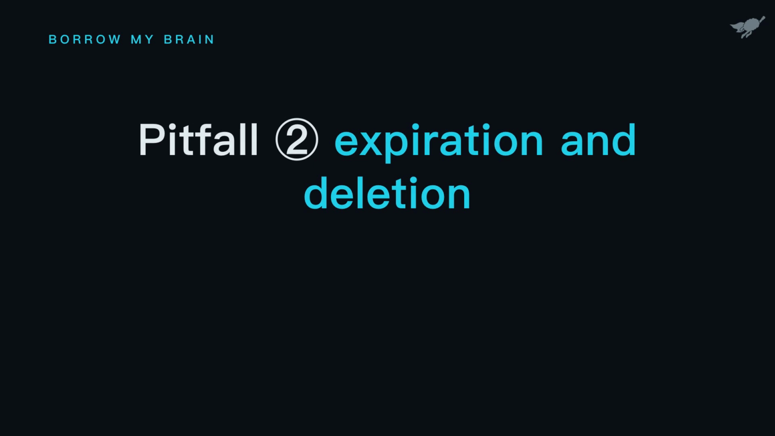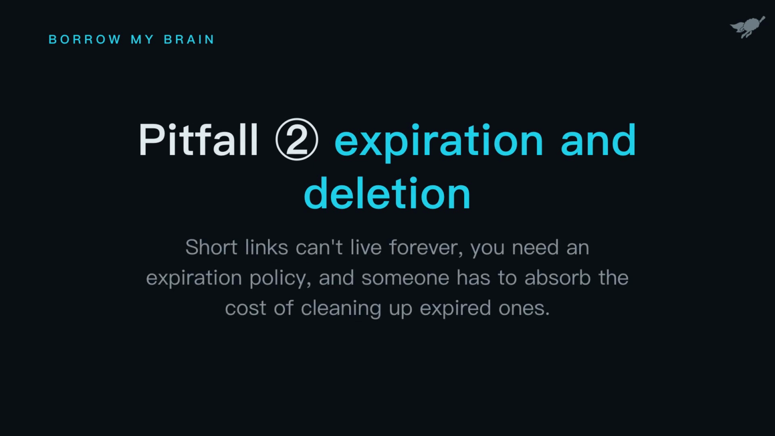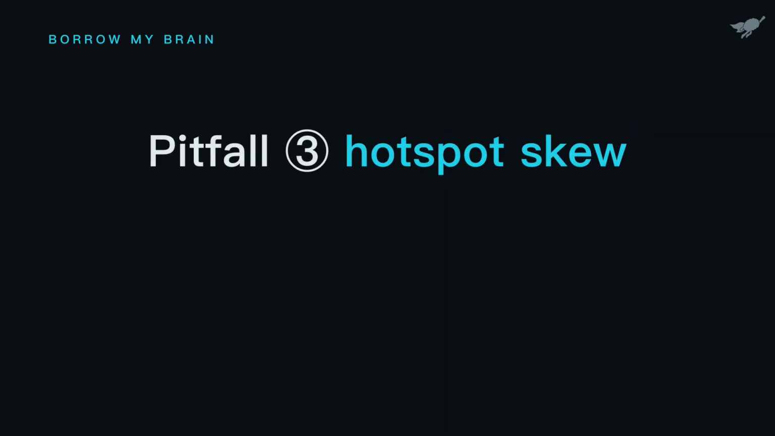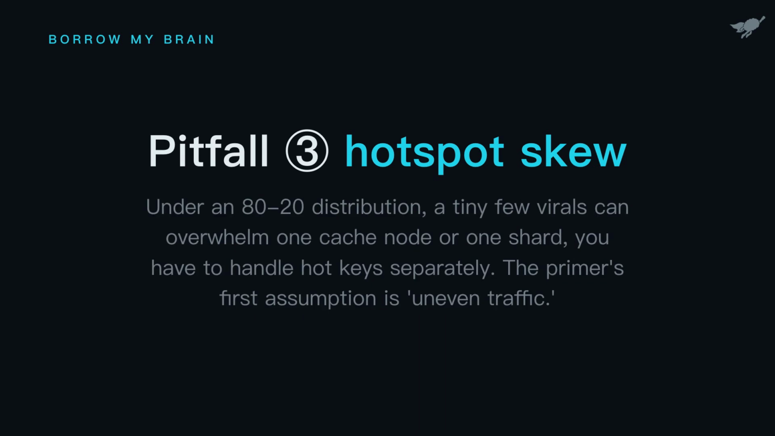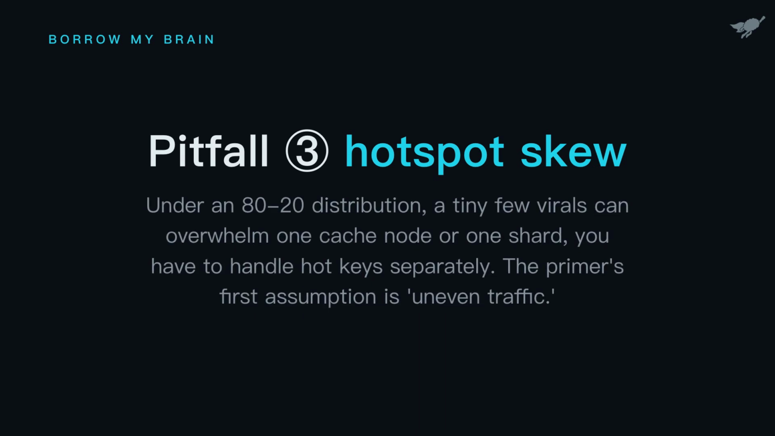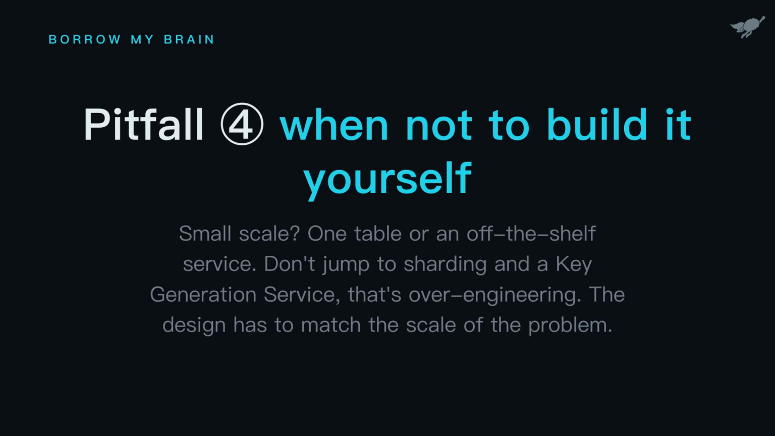2. Expiration and deletion. Short links can't be stored forever. You need an expiration policy, and someone has to absorb the cost of cleaning up expired ones. 3. Hotspot skew. An 80-20 distribution means a tiny few viral links can overwhelm a single cache node or a single shard, so you have to handle hotkeys separately. Never assume traffic is uniform. The primer's very first assumption is uneven traffic. Don't forget it.